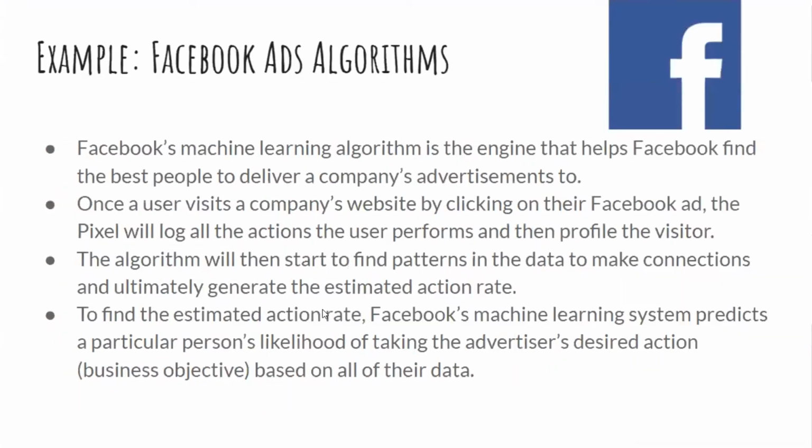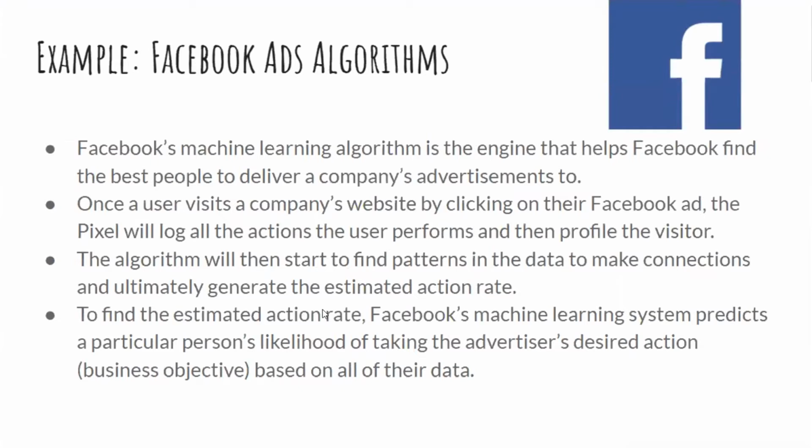Another example would be Facebook's ads algorithms. Facebook's machine learning algorithm is the engine that helps Facebook find the best people to deliver a company's advertisement to. Once a user visits a company's website by clicking on their Facebook ad, the pixel will log all actions the user performs and then profile the visitor.